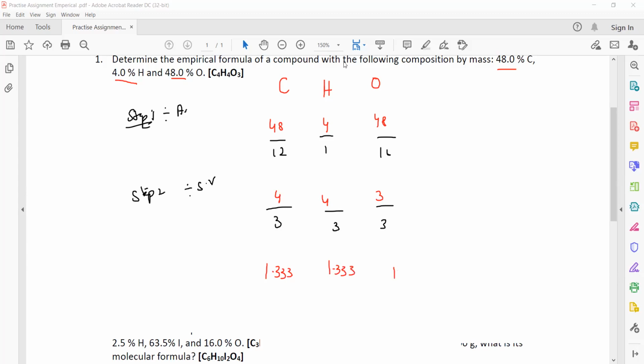Then what is step 3? In step 3, we want to represent all these numbers as whole numbers, the simplest ratio in whole numbers. Whenever one of the values is 1.33, we multiply all of them by 3. When we multiply, it will be 3.99, or 4. This will be 4 and this will be 3. So this compound's empirical formula contains 4 carbon, 4 hydrogen, and 3 oxygen. That is the answer.